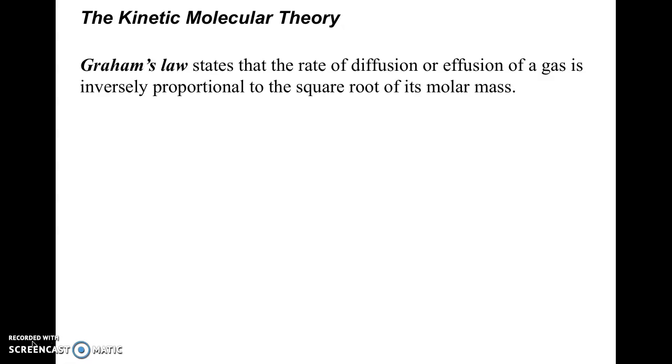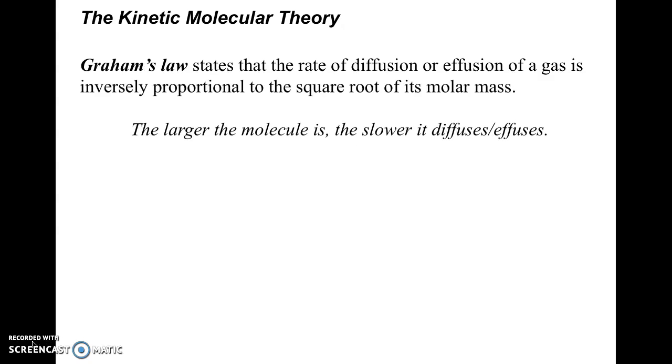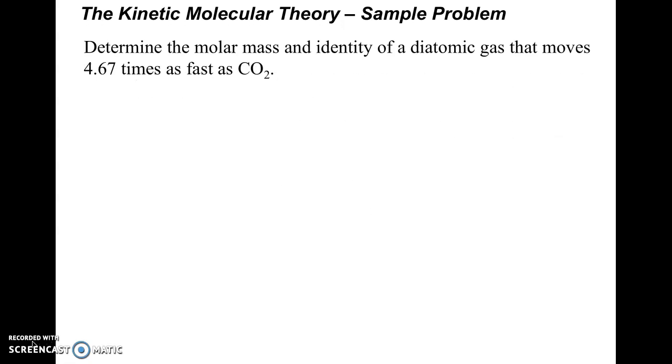All right, so Graham's law, which talks about effusion and diffusion, says that the rate of effusion or diffusion is inversely proportional to the square root of its molar mass. So in other words, larger molecules are going to diffuse or effuse slower. So the rate is proportional to 1 over √M, where script M stands for molar mass.